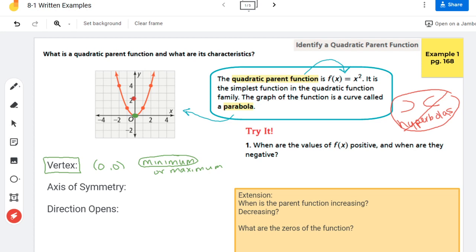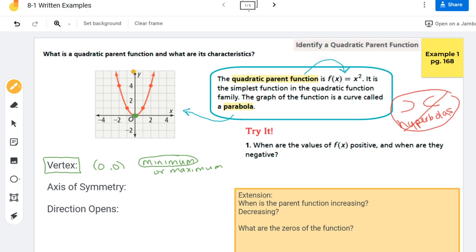This is used in architecture a lot. This is used in manufacturing because it has to do with area. So this is a really, really big concept for us. And like I said, it's used in many, many different contexts. So let's keep going about parts of it. So that's why the vertex is important.